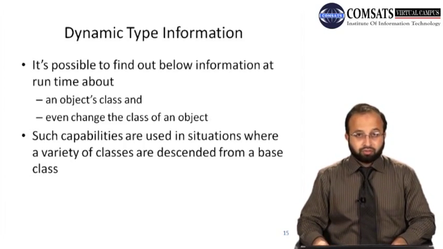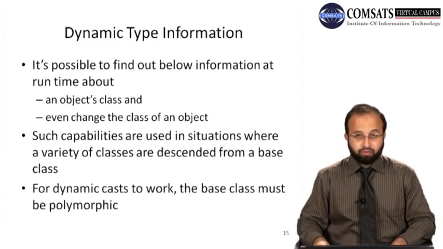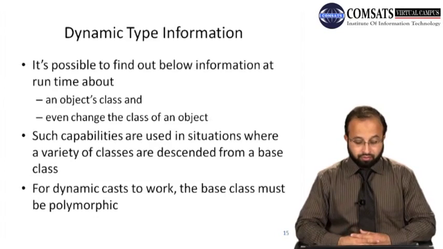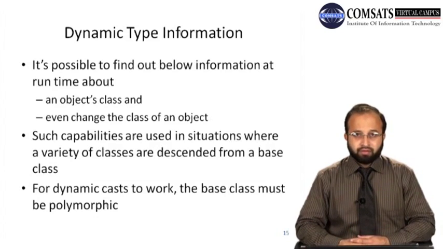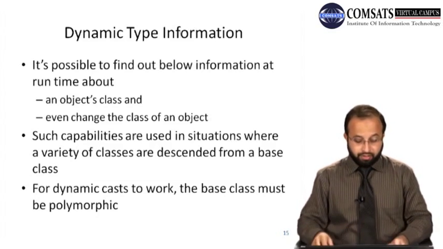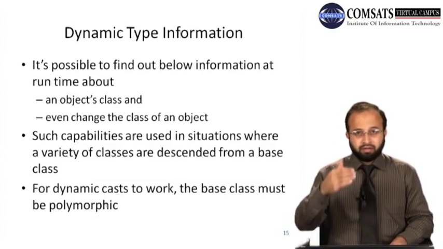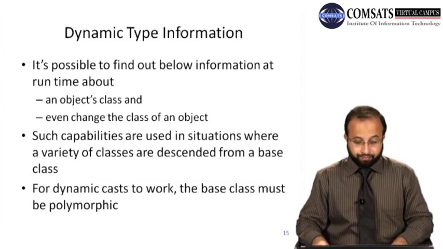And for dynamic type information to work, the base class must be polymorphic. That is, there is at least one virtual function. If it is not a pure virtual function, that is perfectly fine. So there should be at least one virtual function in the base class, and that is called polymorphic behavior. And the other thing is inheritance. So many classes are inherited from a single base class, right? And inheritance could be in a hierarchy, right?